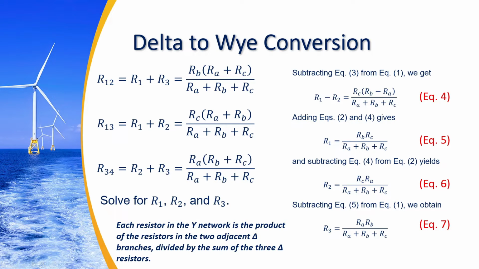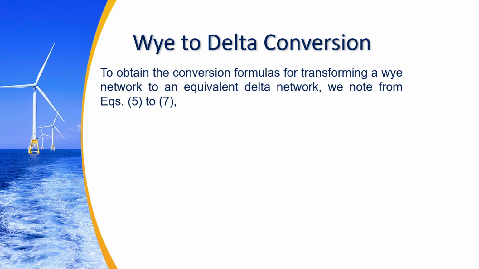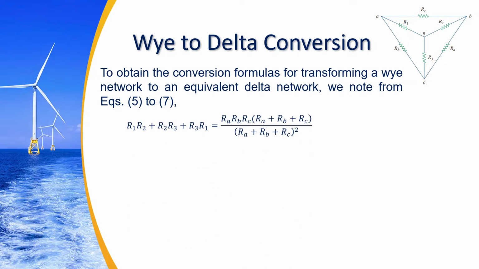Okay? So, next. Doon naman tayo kay Y to delta conversion. Sabi sa Y to delta conversion, to obtain the conversion formulas for transforming a Y network to an equivalent delta network, we note from equations 5 to 7. Kung matatandaan, ito yung Y to delta natin na circuitry. Okay? Transformation or conversion. So, from equations 5 to 7, ito yung kalalabasan.